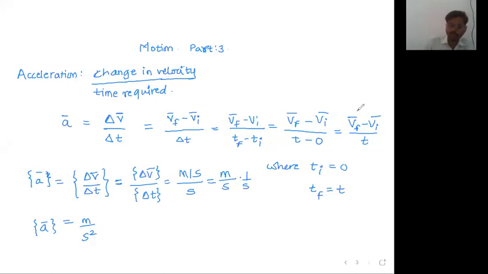Now generally the final velocity is denoted by the letter V and the initial velocity is denoted by the letter U. Final velocity is generally denoted by the letter V and initial velocity is generally denoted by the letter u. Okay, so let me write that on next page.